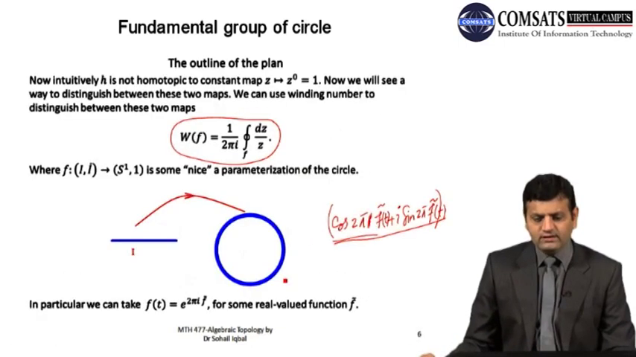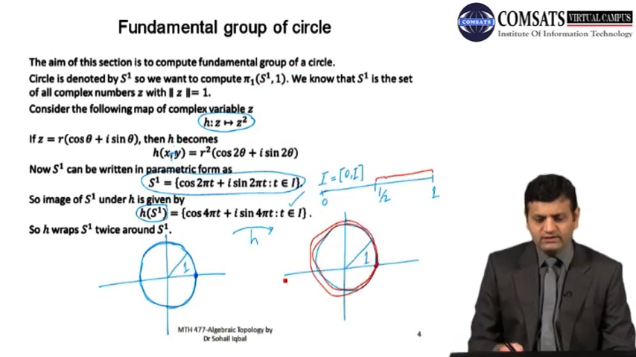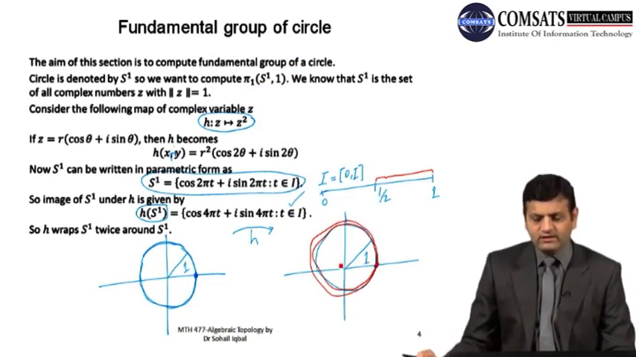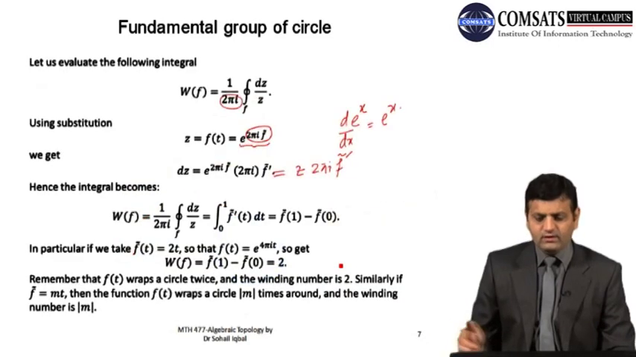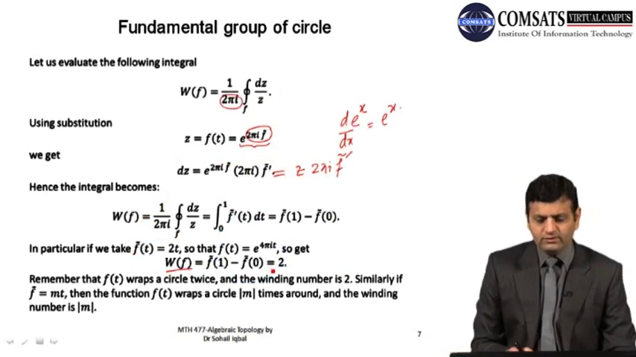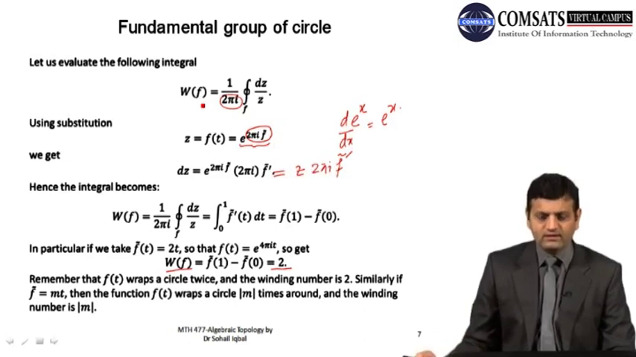We have also seen that this H is basically taking a unit circle and circling it twice. So H of S1 is the unit circle, but we are circling it twice. In other words, we are winding the circle twice, and we also get W of f equal to 2. That's why we call W of f the winding number, because it gives us the number of times we are circling the circle, the number with which we are winding the unit circle.